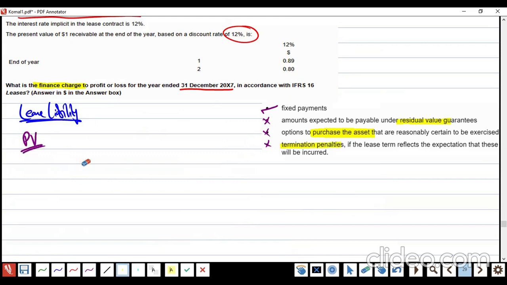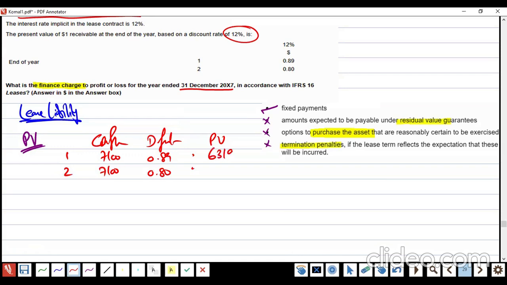Year 1, 2 years now. Year 1 and year 2. Cash flows 7,100, you already told me. Discount factors are given: 0.89 and 0.80. Present values are how much? 631, 568. So the answer is coming like that, right? That is called my lease liability.